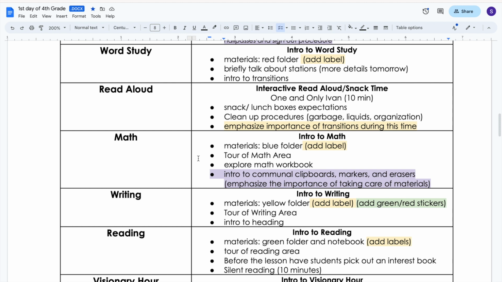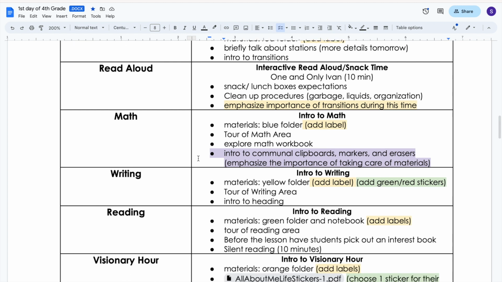So yeah, we read The One and Only Ivan on the first day. We have snack time for 10 minutes, and this is the time that I introduce snack and lunch box expectations and cleanup procedures. It's really awesome, and I emphasize the importance of transitions. That has to be quick. You only have 10 minutes.